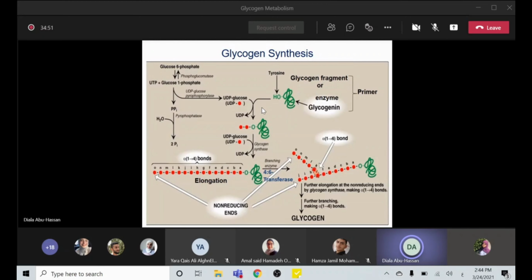Okay, so further elongation is performed along the path to increase the number of residues in the different branches. We also repeat branching several times, because remember, glycogen molecules are branched several times, like 13 layers of branches. So we need to repeat this branching so many times, until we reach the final, complicated and extensively branched structure of glycogen.